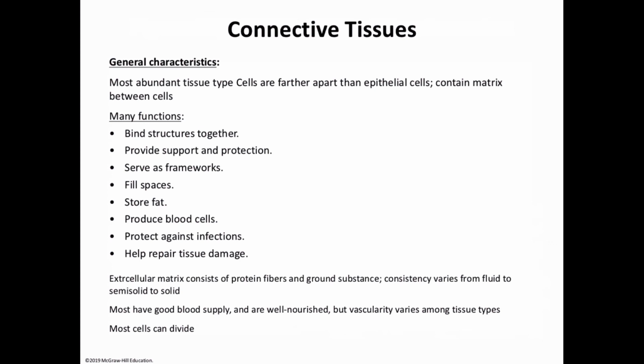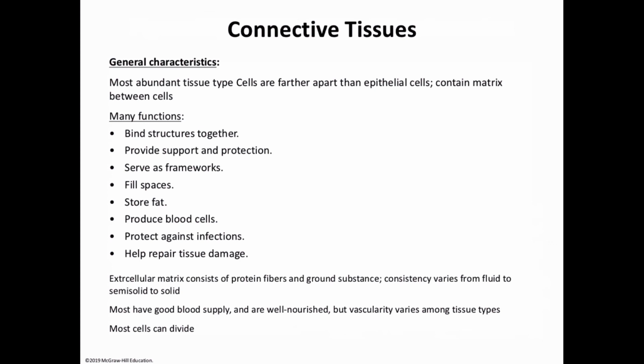The cells in connective tissues are farther apart, and they have an abundant extracellular matrix. That matrix is composed of protein fibers and a ground substance. The ground substance consists of protein and other molecules and fluid. Keep in mind that this is what binds and supports and provides the medium through which substances can be transported.